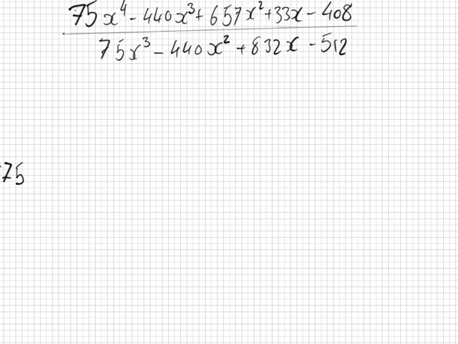Would you be smart enough if I didn't write down x cubed, x squared, and x and just wrote numbers down, that you'd know what I'm doing to save space? So we have 75x cubed minus 440x squared, 832x minus 512.